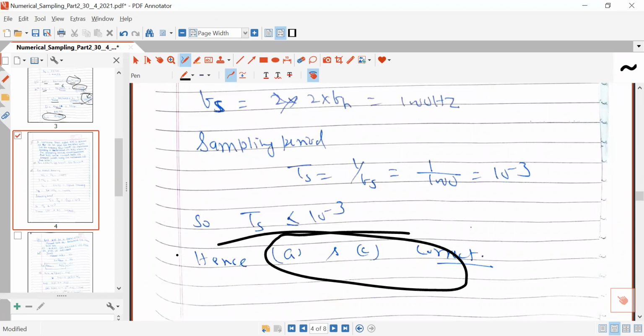In the next video, I will discuss some more numerical examples, again based on the sampling theorem, but that will be the last video related to the problems based on the sampling theorem.